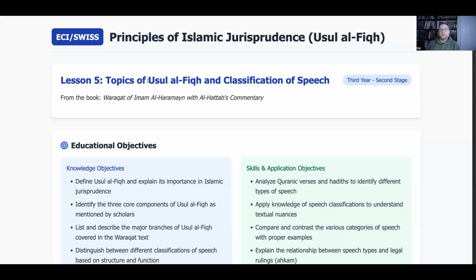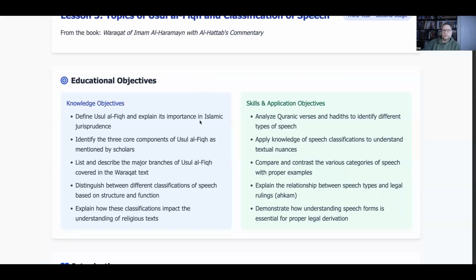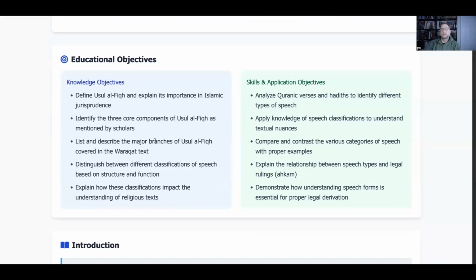So we're going to talk about the ingredients of usul al-fiqh, and one of them is the classification of speech. What are the objectives for this lesson or series of lessons? Number one, you want to be able to define usul al-fiqh in its core three parts, which I've talked about a lot, vis-a-vis the definition of al-Baydawi, Qadi Nasir al-Din al-Baydawi, in his famous book, al-Minhaj. You want to be able to identify those three core components as defined by him. List and describe the major ingredients of usul al-fiqh that Imam al-Haramain covers in this text. He doesn't cover all of them, but he covers the important components or ingredients of usul al-fiqh.